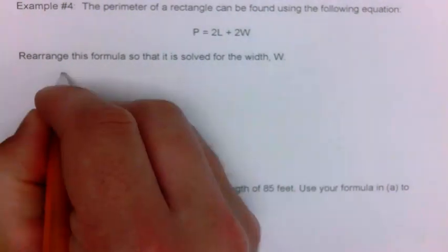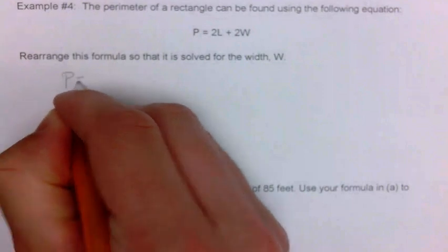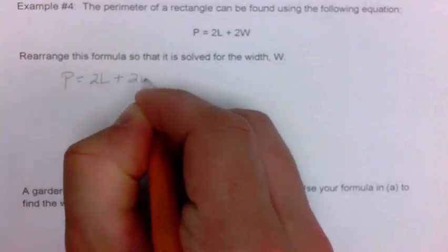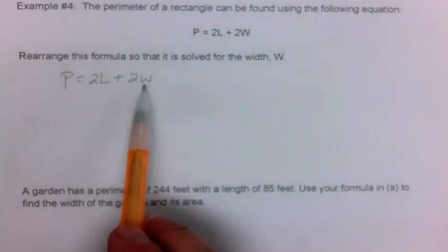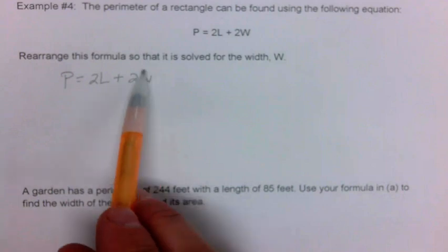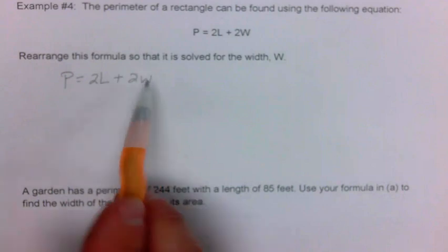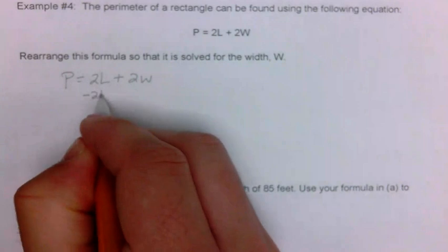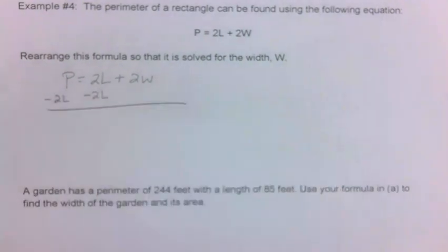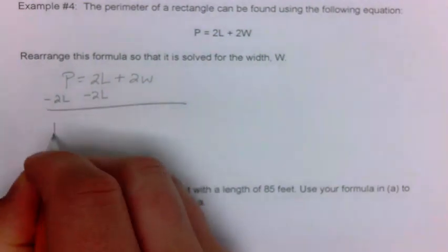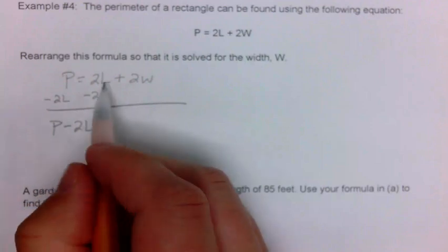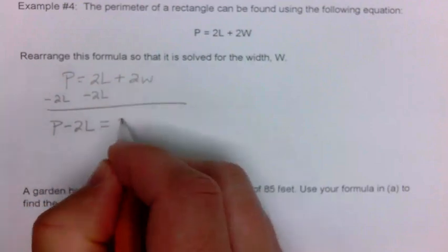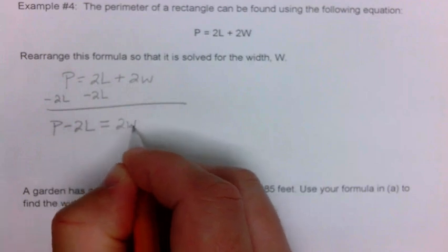So let's start by writing the equation again. P equals 2L plus 2W. All right. Again, we've got to get W all alone. So the first thing I'm going to do is isolate this entire term, which means I'm going to start by subtracting 2L from each side. When you subtract 2L from each side, on the left, we're going to have P minus 2L equals, on the right, well, 2L minus 2L is 0, so that leaves us with just 2W.